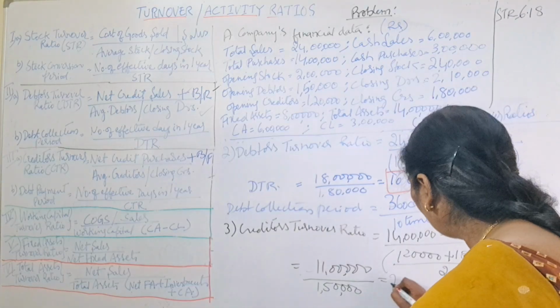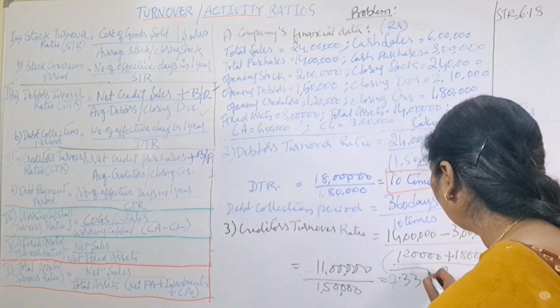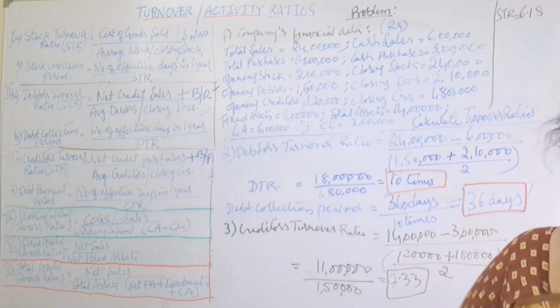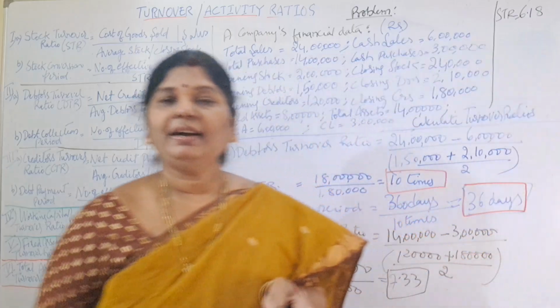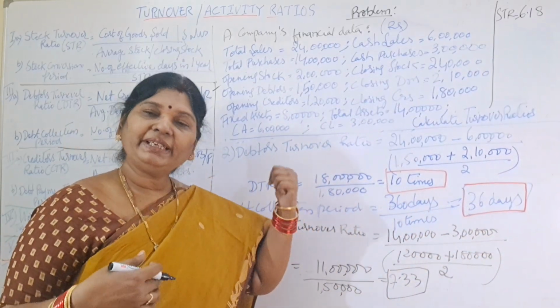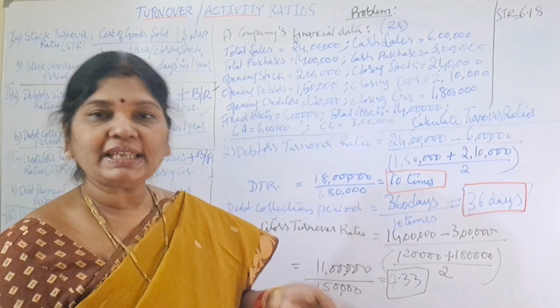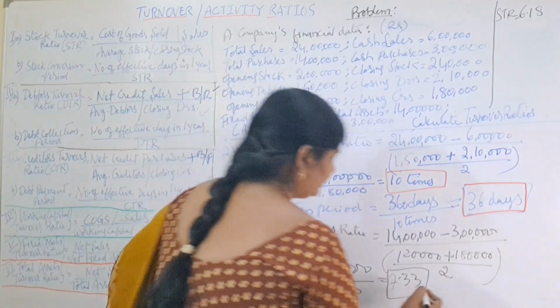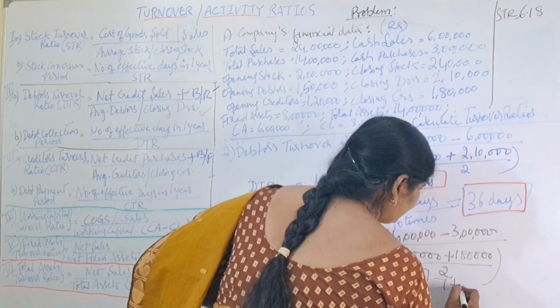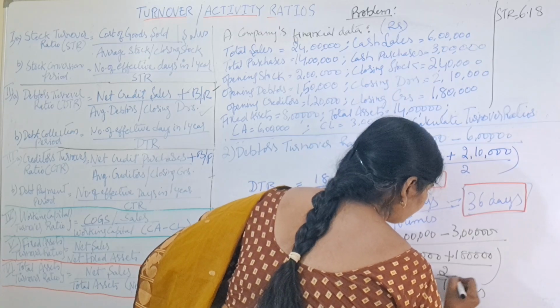It is 7.33. Meaning we can pay our debts 7.33 times in a year. It is 7.33, and I am taking it as 7 times. So how many times? 7 times.